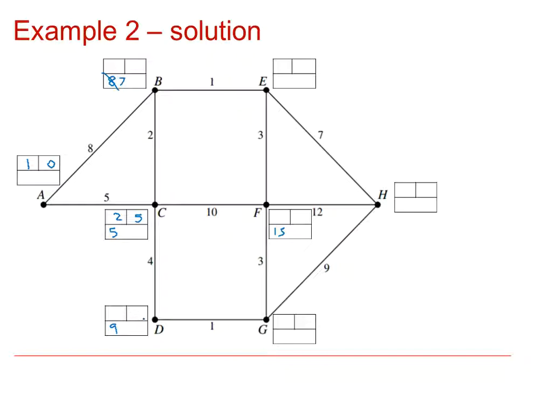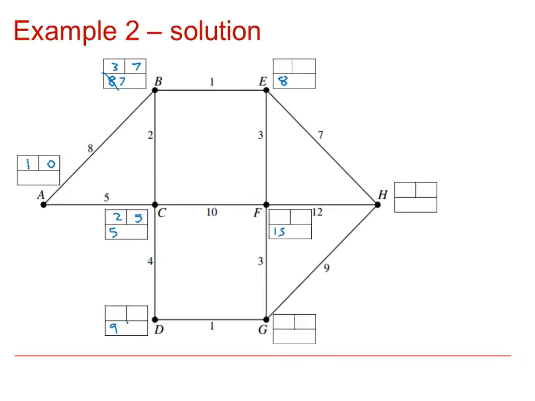I look for the smallest temporary label, which is the 7. So I now know I cannot get to B in better than 7 units. So 7 is the best answer for B. It's my 3rd permanent label, and I now imagine travelling from B. Where can I travel from B? I can't travel to C because it's permanent, so the only place I can travel is B to E, which is 7 add 1, which is 8.